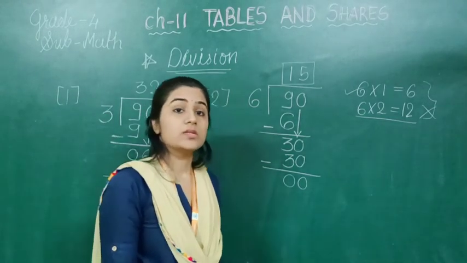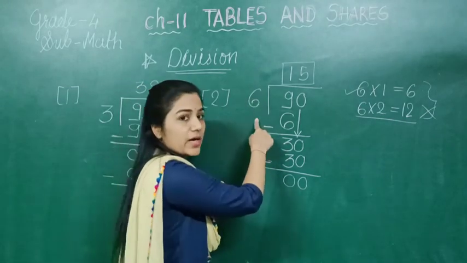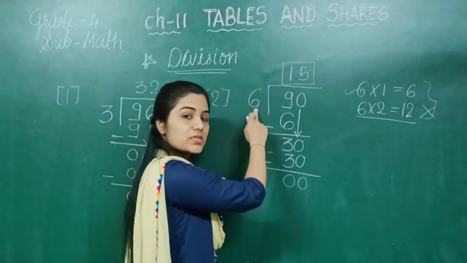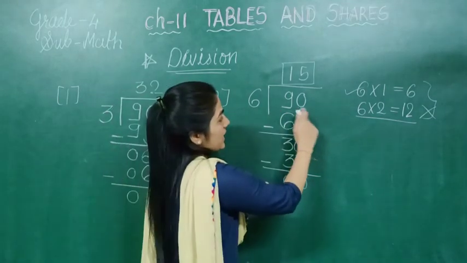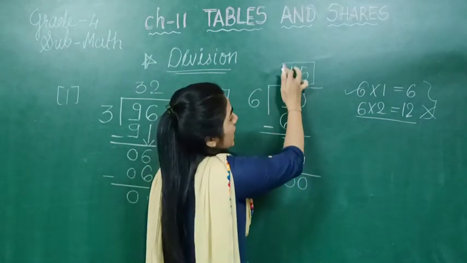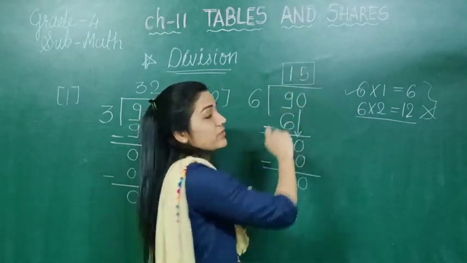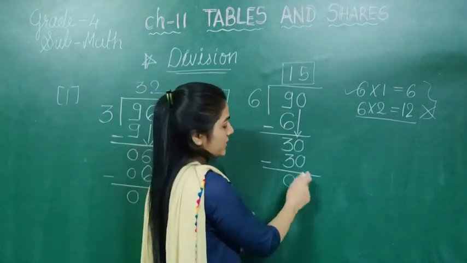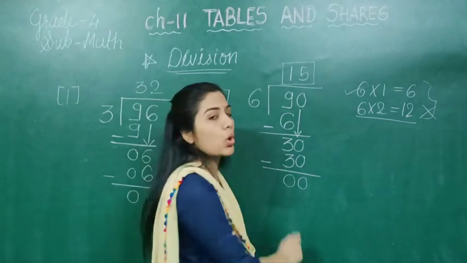In division sums, there are some words that you have to remember. The digit with which we are dividing is called the divisor. Here in this sum, this 6 is the divisor. The number which we are dividing, that is 90, is called the dividend. The answer which we are getting, which is 15, is called the quotient. And whichever number is remaining downside is called the remainder.